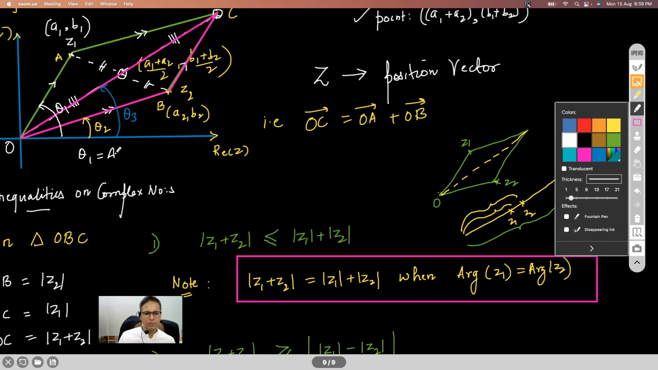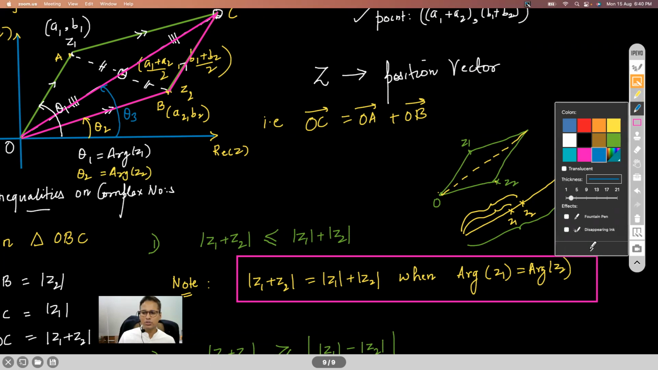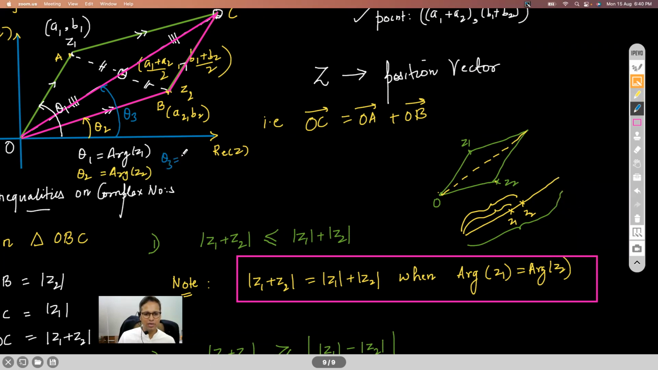Theta1 is the argument of Z1. Theta2 is the argument of Z2. And blue color I will use to show the argument of Z1 plus Z2. Okay. I hope nobody has the feeling that the argument of Z1 plus Z2 is necessarily (theta1 plus theta2) by 2. It is not the average of it. It all depends upon what kind of parallelogram you are actually getting.